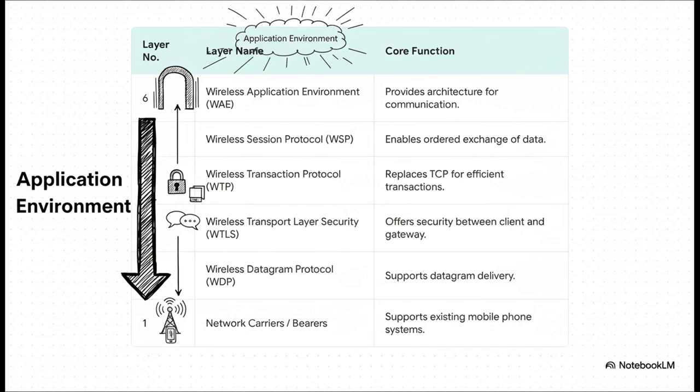Here's a quick roadmap of our journey down through the stack. We're going to start at the very top with the application environment and go all the way down to the physical networks. You can see each layer has a very clear purpose, from handling the apps you see, to managing security, to making the data transfers happen.